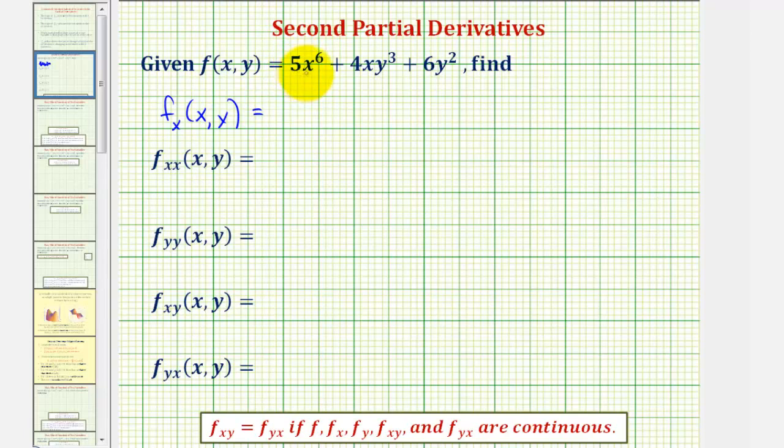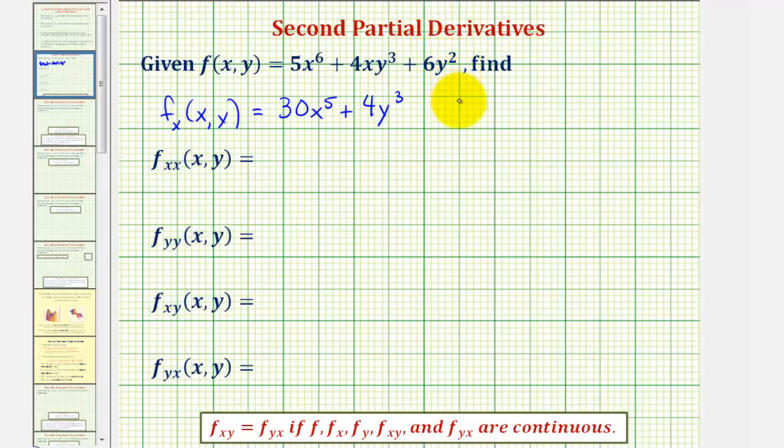So the derivative of 5x to the 6th with respect to x would be 30x to the 5th, plus the derivative of 4x y to the 3rd with respect to x would just be 4y to the 3rd. Again, the derivative of 4x would be 4, and we're treating y to the 3rd as a constant. And then plus the derivative of 6y to the 2nd with respect to x would be 0, again because we're treating y as a constant.